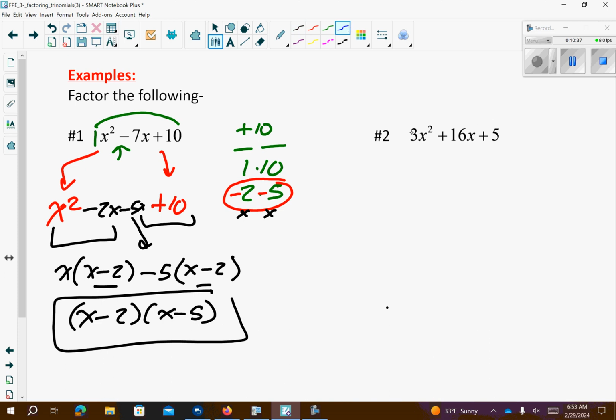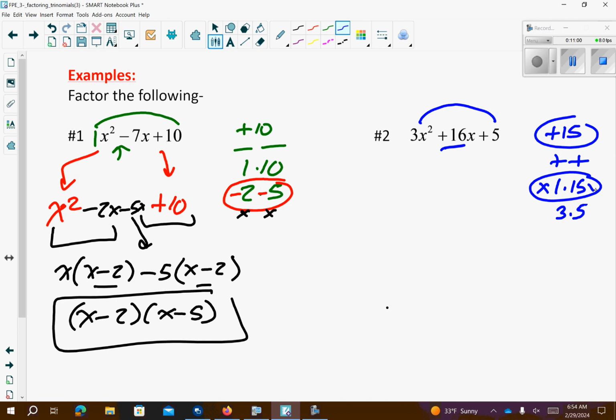Number 2, I already have a number up front, so I don't have to put a 1. Multiply those together, so I get a positive 15. Take a look at all our signs. Everything's positive, so both numbers are going to be positive, positive. So 1 times 15 and 3 and 5 multiply together to give me that 15. If I add 1 and 15 together, I get the 16, so that's my answer. So I'm going to plug that in, make sure I put an x with both of those. Bring our ends down, so I get 3x squared plus 5. In between them, I'm going to put plus 1x and plus 15x. I could have had it in any order, doesn't matter. I could have had 15x first and 1x, it's still going to work out.